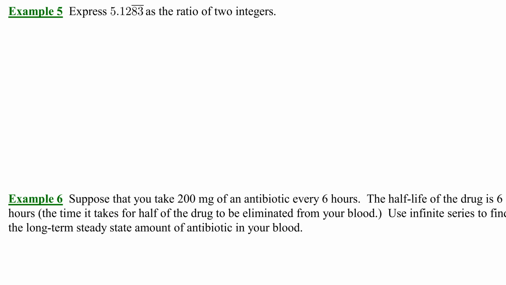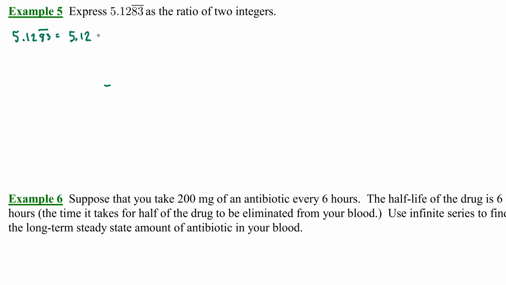Because this value is written as a repeating decimal, then we know that it can be expressed as a rational number or the ratio of two integers. So we're going to expand this in the form of a geometric series and use our new formula to write it as the ratio of two integers. So let's take our number 5.1283 repeating and really get an understanding of what this number is.